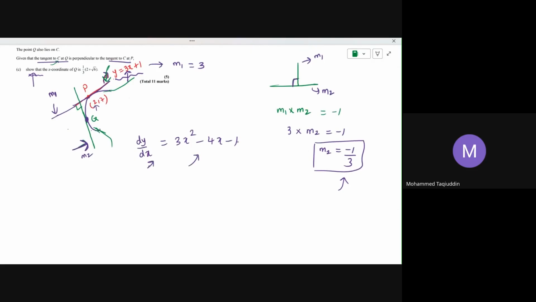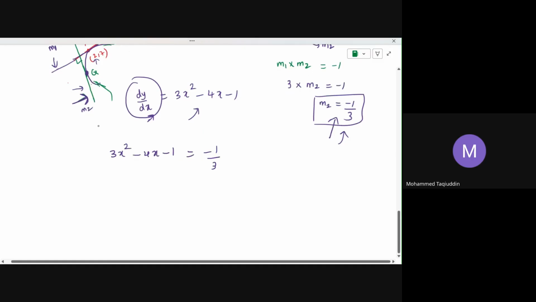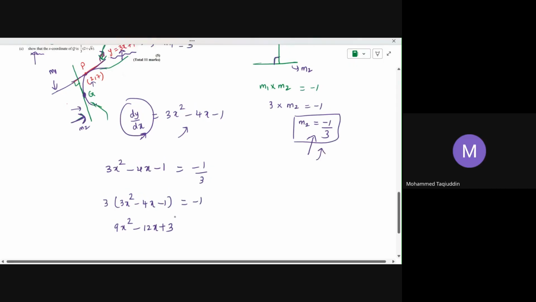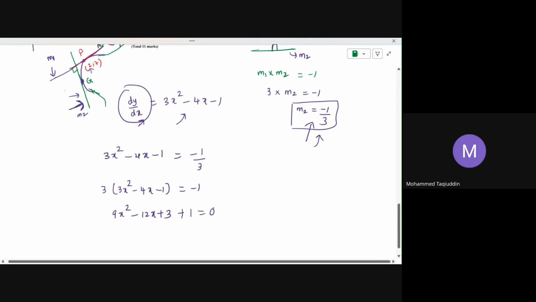So what I'm going to do is, now I have dy by dx, the gradient, equals 3x squared minus 4x minus 1. I'll equate this to -1/3, how much did I get for the gradient. By doing this, I'm going to get the value of x. Clear? So 3 times (3x squared minus 4x minus 1) equals -1. So 9x squared minus 12x plus 3, isn't it?